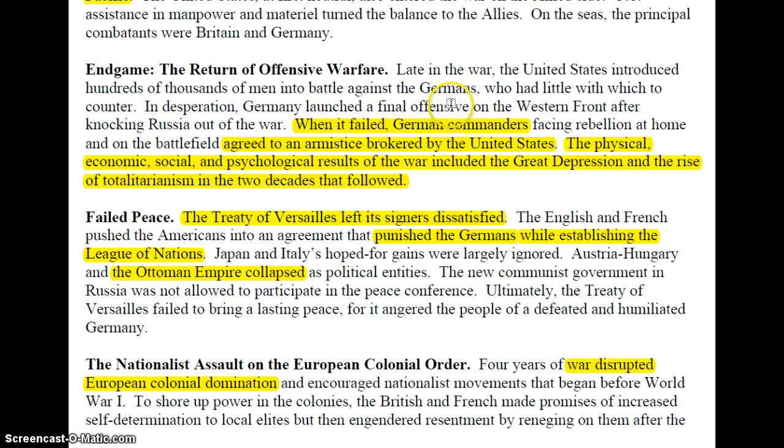And as a result, that big major essential question we saw last week, the physical, economic, social, and psychological results of the war, included the Great Depression, totalitarianism, and the death of the optimism, the excitement that was surrounding the honor of war before the war, but then after this it was just devastating and traumatic and terrible. So there's a lot of psychological as well as economic, social, and political consequences of World War I.